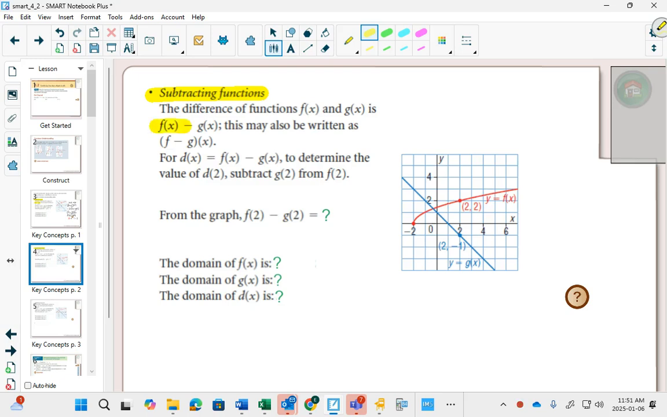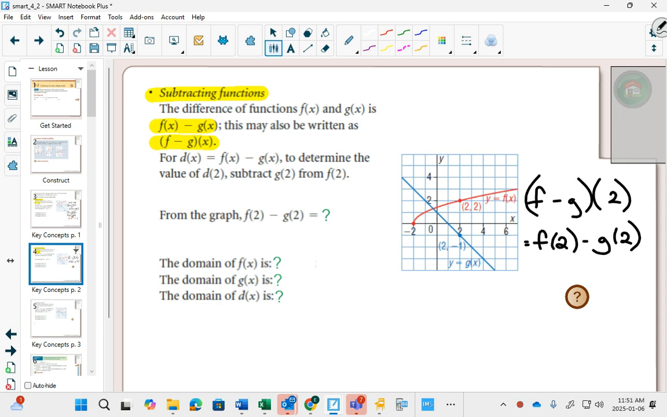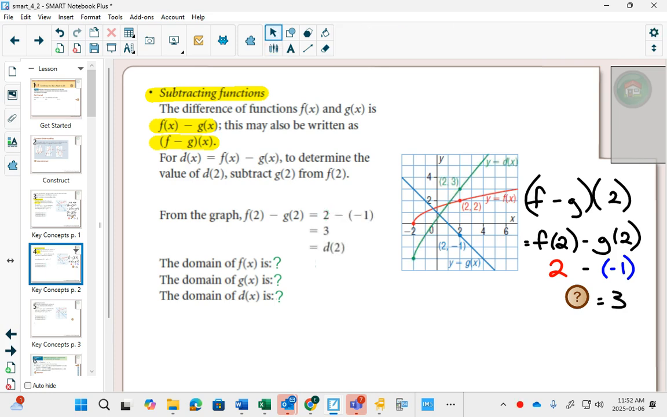Subtracting functions, we have the nice notation and the not nice notation. So chances are you'll get a question on the exam that says, can you find f minus g of 2? You would first say, well, that's just f of 2 minus g of 2. And f of 2 on the red graph was 2. And g of 2 on the blue graph was minus 2. And if I subtracted them, I would get 3. And sure enough, on the green graph, we have the point 2 comma 3. And you could do this with all of the points, just subtract the y values and get the results.